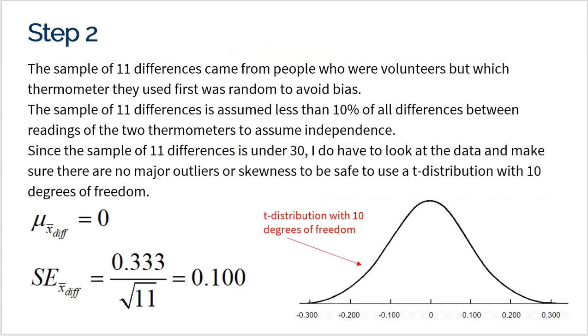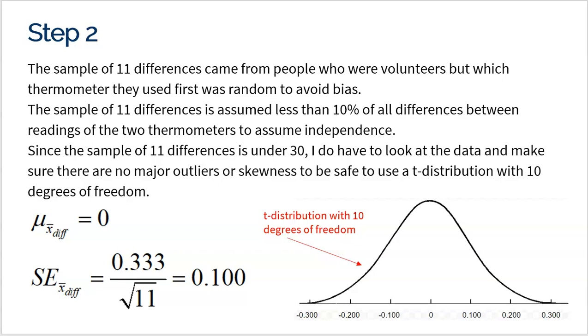All right, so step 2 here is going through my conditions. So the sample of 11 differences came from people who were volunteers, which I didn't mention earlier, but that did kind of sound shady. But remember, which thermometer they got used first was random, so that is why I could still avoid bias.